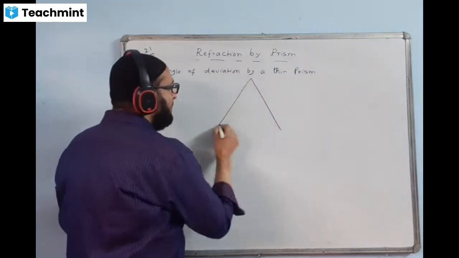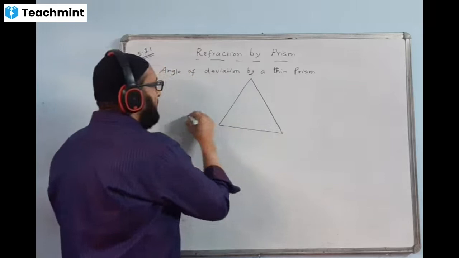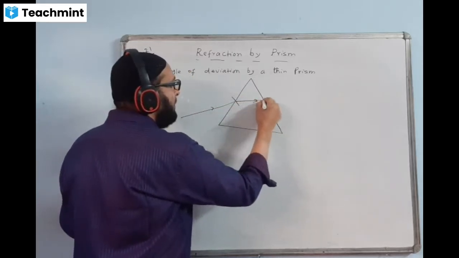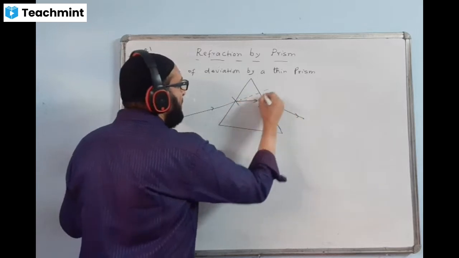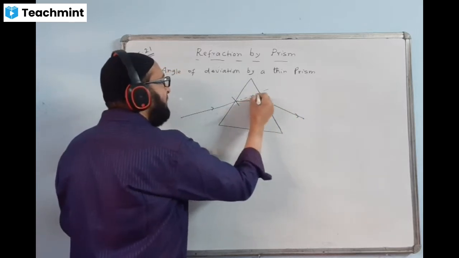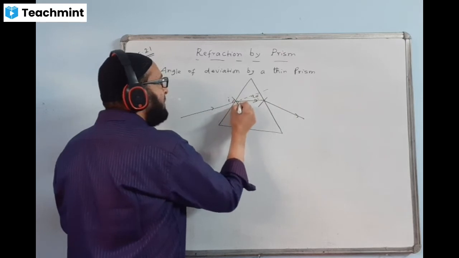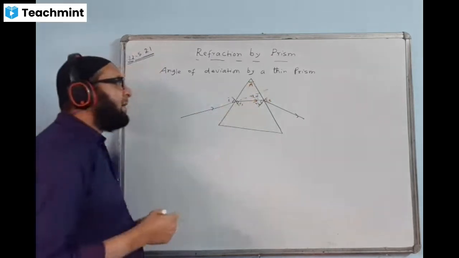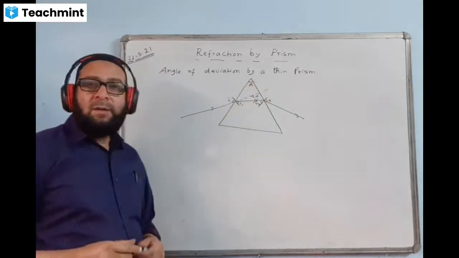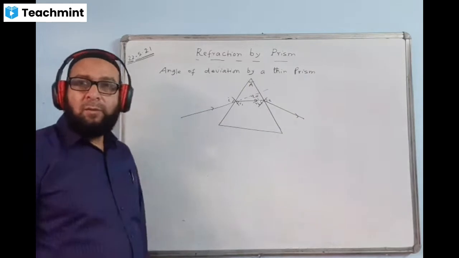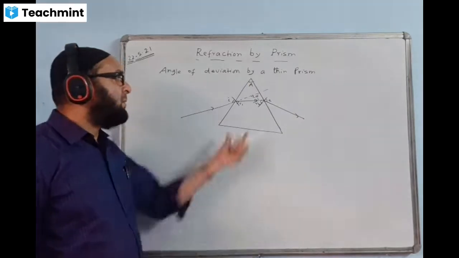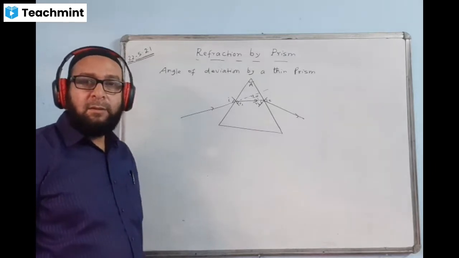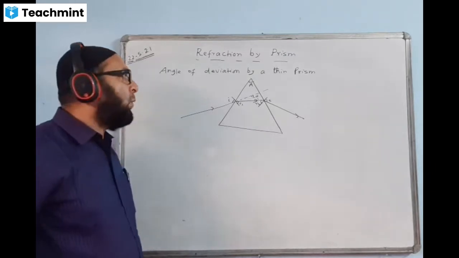You can draw the same diagram, a similar type of diagram. This ray is going like this, again going like this. This is the angle of deviation delta. This is I. This is R1. This is R2. This is E. This angle is A. So same diagram, but the size of the prism will be small. For a thin prism, the triangular part is small, that means all the angles are small.